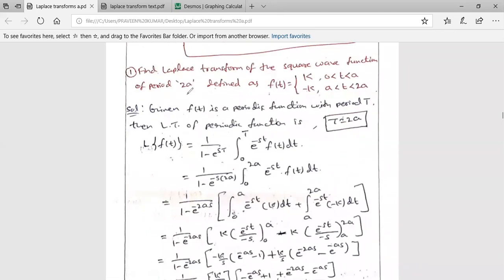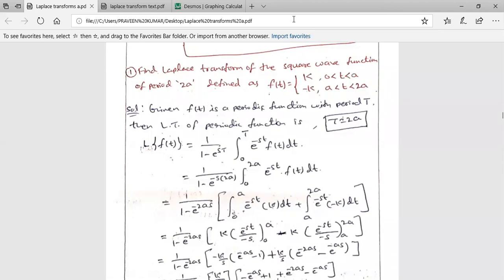Now we'll see one example of how we apply this to find the Laplace transform of periodic functions. Find the Laplace transform of the square wave function with the period 2a, defined as follows: from 0 to a, the function is defined as k, and from a to 2a, the function is defined as minus k.